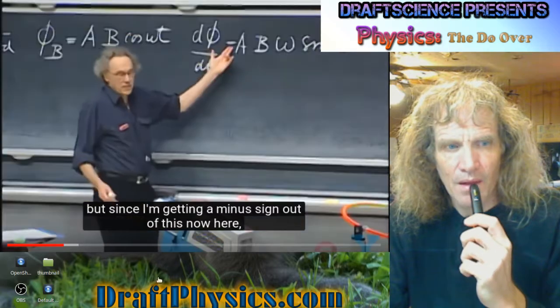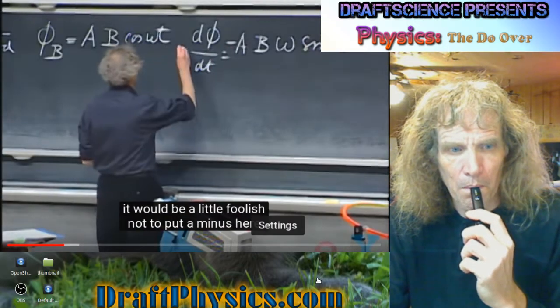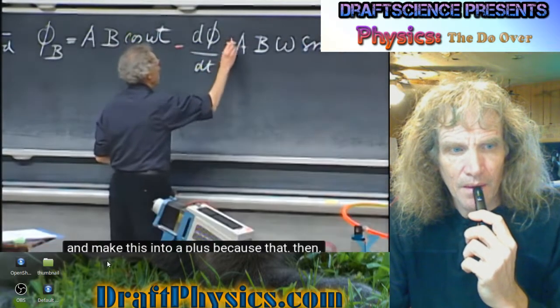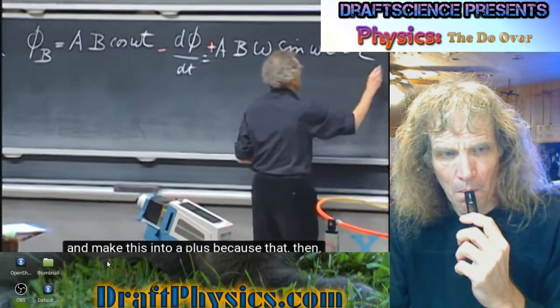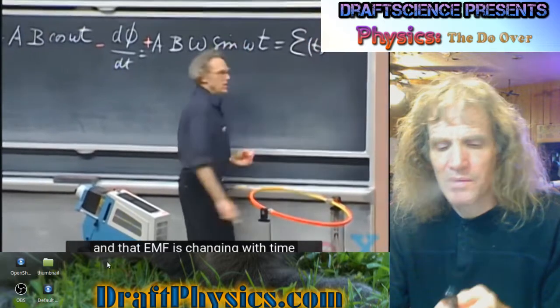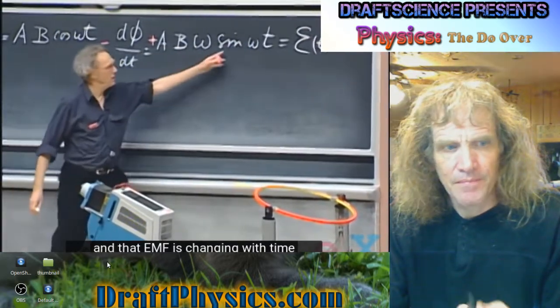Since I'm getting a minus sign out of this, it would be a little foolish not to put a minus here and make this into a plus, because that then, according to Faraday, is immediately the EMF. And the EMF is changing with time, because you have this sine omega t in here.